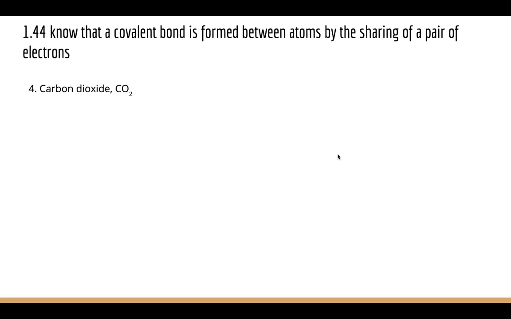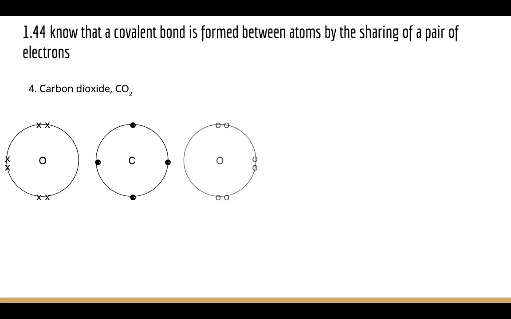Carbon dioxide, a slightly more complex example. Here's oxygen in group 6, 6 electrons. Carbon is in group 4, 4 electrons. And oxygen is in group 6, 6 electrons. And I've shown the electrons in different ways, using X's, circles and black dots. So the carbon needs 4 more electrons to get a full outer shell. It's probably going to get 2 from the left-hand oxygen and 2 from the right-hand oxygen. The oxygen on the left-hand side needs 2 electrons, 2 from the middle carbon. The right-hand oxygen is going to need 2 electrons, 2 from the carbon.